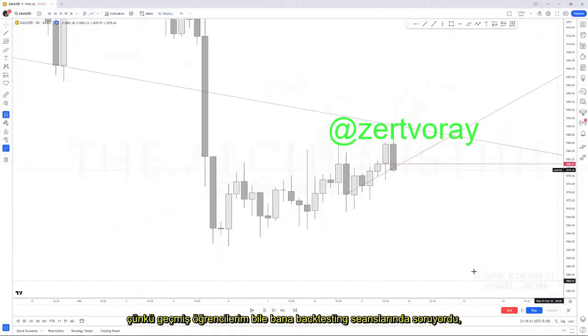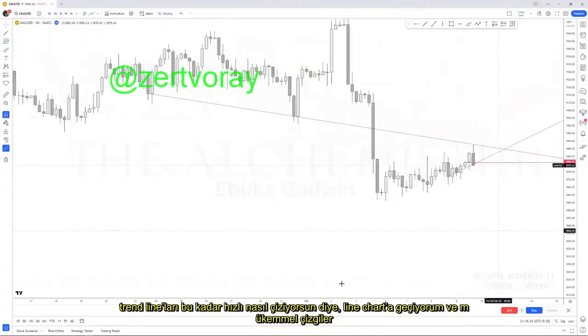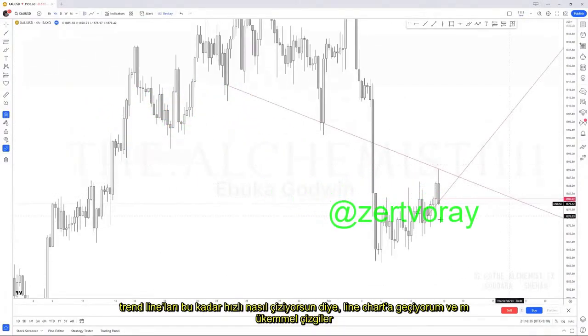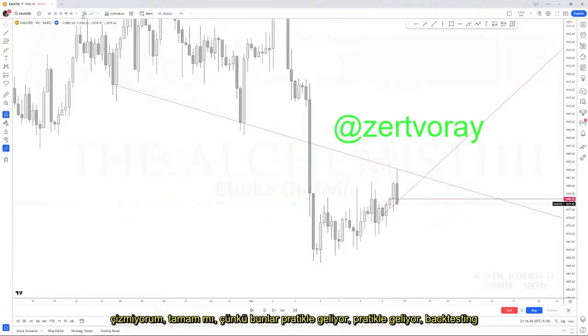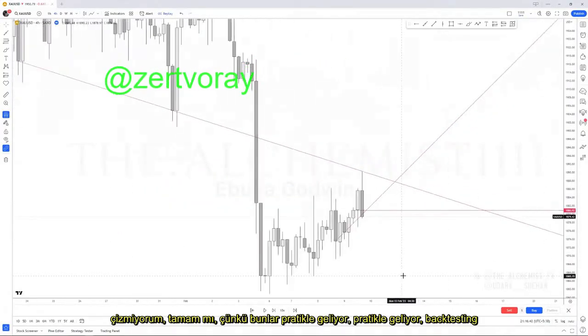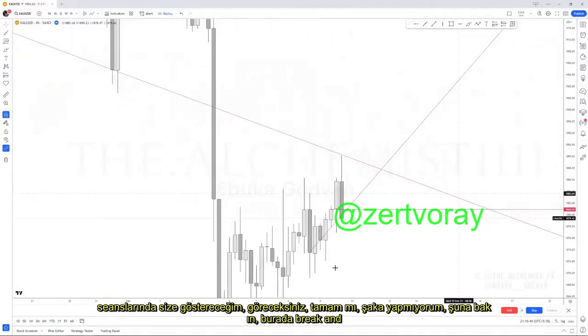Okay, because even my past students ask me, when doing backtesting sessions, how I draw trend lines that fast. Like I do the line chart and then I draw the perfect lines. Okay, because it takes practice. It takes practice. I'll show you when doing the backtesting sessions, you will see that. I'm not even kidding.